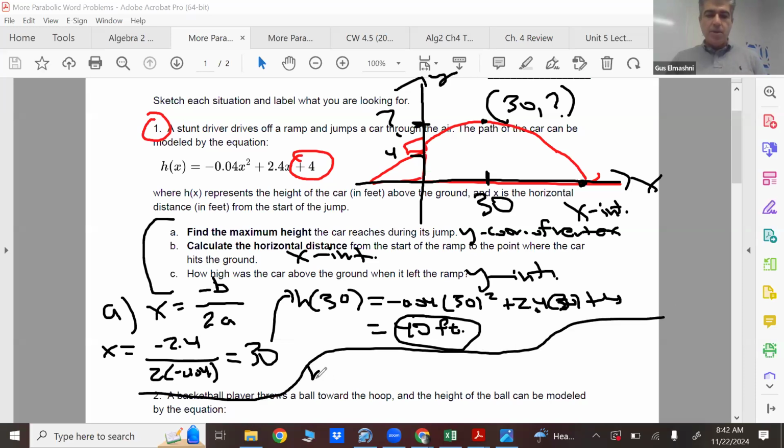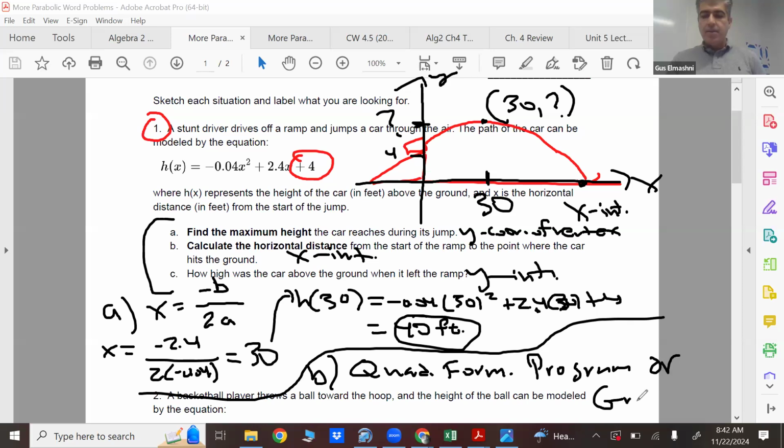you want to find the horizontal distance. So that's going to be an x-intercept. Now, you will have a calculator. You could do a couple things. You could do the quad form program if you so desire. Or you could graph it. Either way is fine. I don't care. If you do graph it, here's how I would do it.